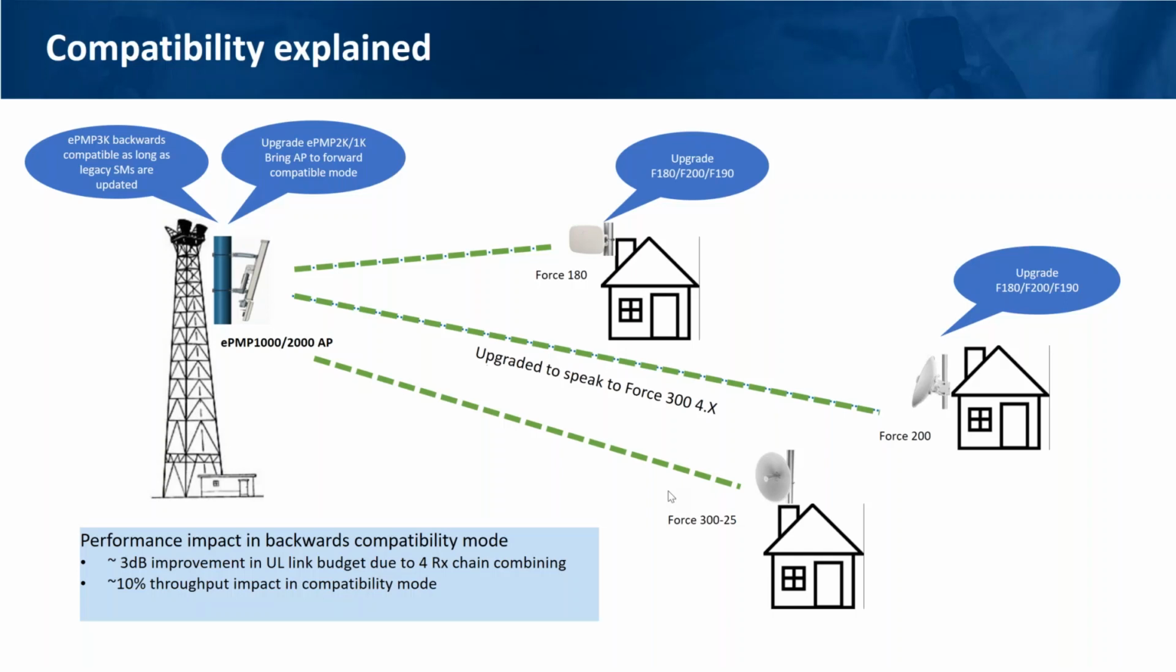And as I mentioned a few other things, even with the Force 200 180 talking to the 3000, you will get some benefits in the uplink. And I didn't touch on this earlier, but there are some other under the hood things that could give you some benefits in the downlink as well. But you will not see the headline differentiation of multi-user MIMO if your subscribers are still on Force 200 180.